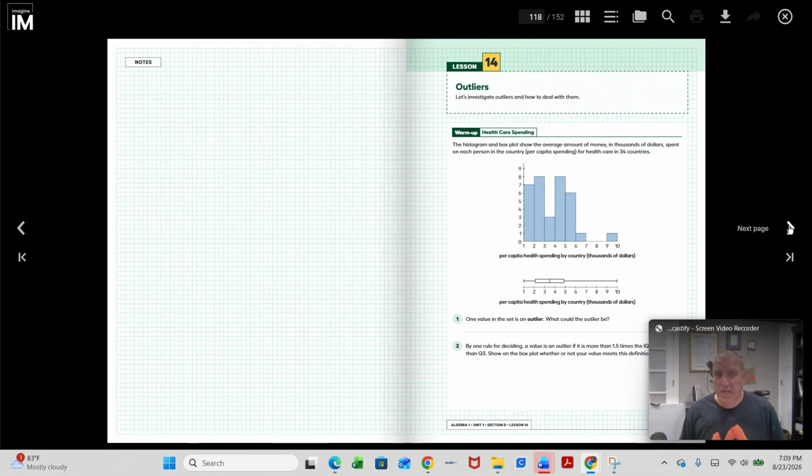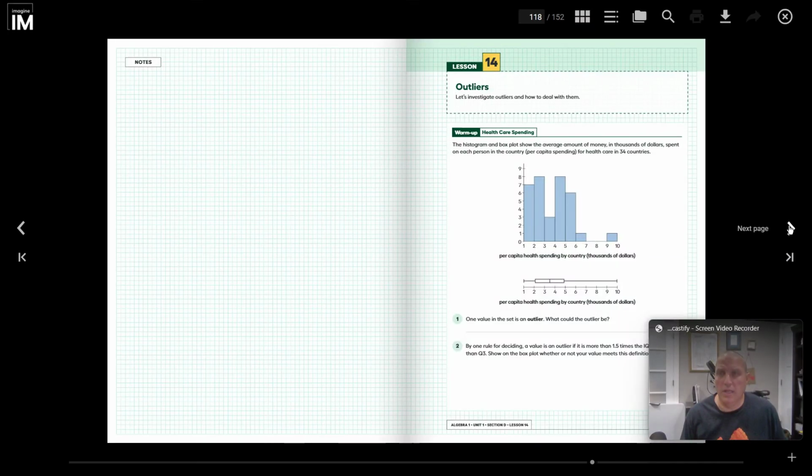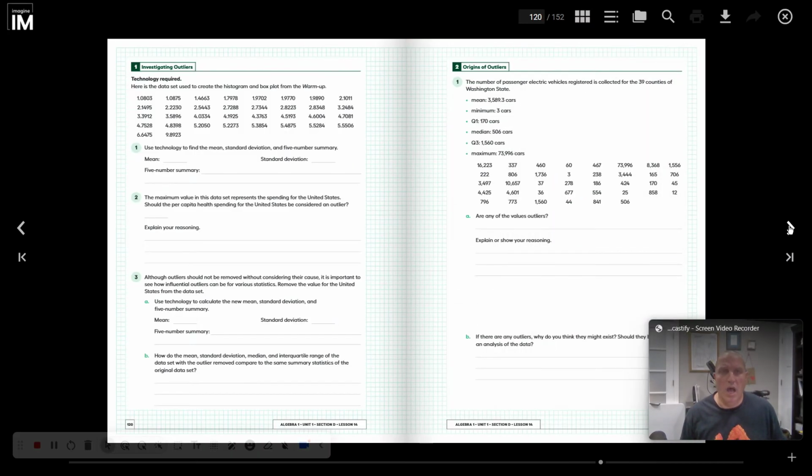I imagine that you might have heard that term outlier in 8th grade, maybe in 7th grade. So you probably have an idea of what an outlier is, but they do put it in a bold font. So that means it's a vocab word for today. So in the warm-up, when you look at this histogram, you may look at it and say, hey, I think there's an outlier on there. And you're probably right.